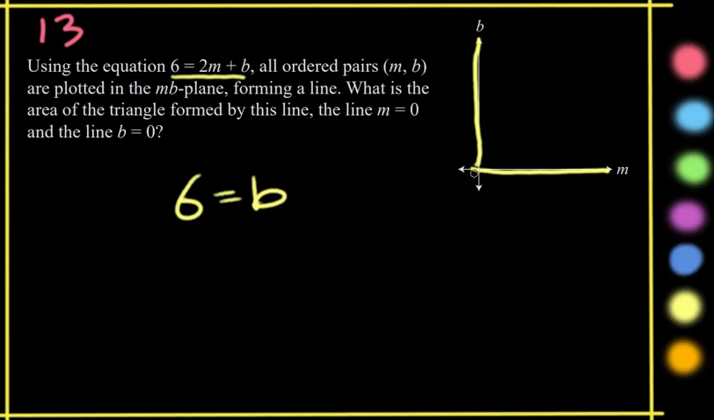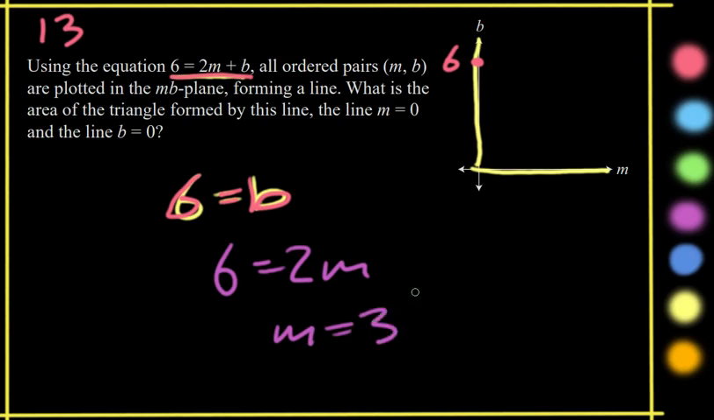So when M equals 0, let me do this in a different color. When m equals 0, you're going to have 6 is equal to b, and that's going to be up here at 6. And then you can plug in b equals 0 into the same equation. So maybe we'll do that in a different color. So b equals 0, you're going to have 6 equals 2m. And then that's going to be m equal 3. So then m is going to be 3 here.